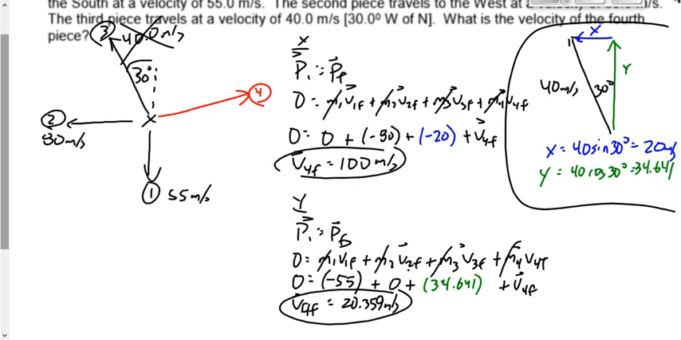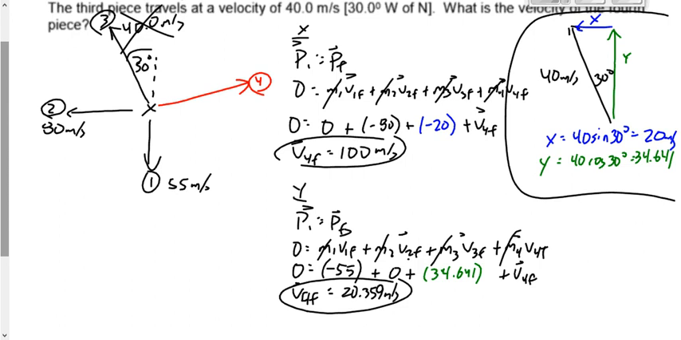And now we just combine them, that's all. By the way, we kind of guessed that object number 4 was going up and to the right. Did we guess correctly? Yeah, we did, right? We got a positive x component and a positive y component. We guessed up and to the right, and we were correct. How come I wouldn't put the negative for the 20? Well, negative 55 plus 34 is negative 20, but then it goes over to the other side by adding, so it becomes positive 20. Does that make sense?